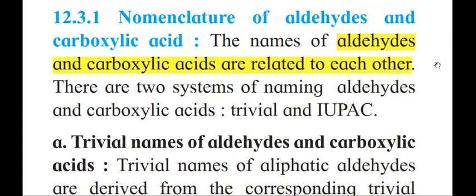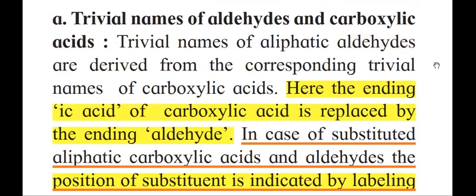There are two systems for naming. The first one is trivial, and the other one is the IUPAC system. First we will see the trivial naming system for aldehydes and carboxylic acids. The trivial names of aliphatic aldehydes, where aliphatic means the R group is an alkyl group, are derived from the corresponding trivial names of carboxylic acids. Here the ending ic acid of the carboxylic acid is replaced by the ending aldehyde.